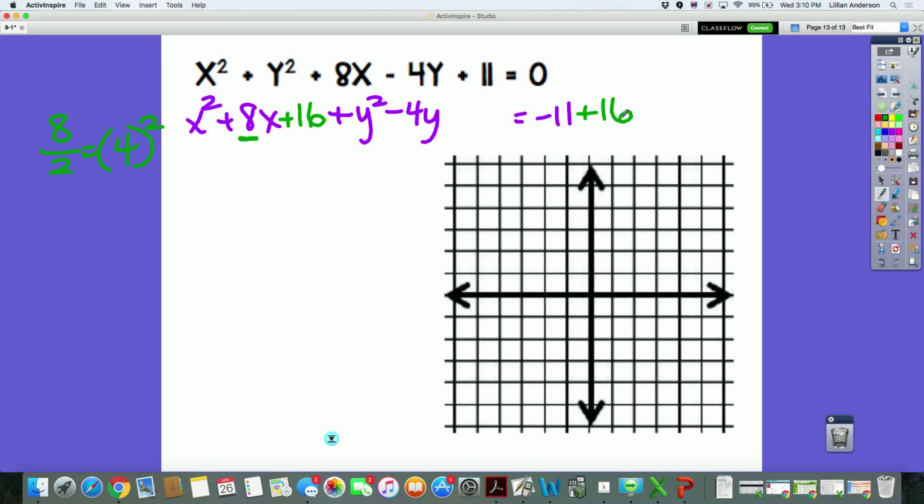This is called completing the square. You take half of b and you square it. That number goes beside the x's, and you add it to the other side. You do the same thing with the y's. That's a negative 4. You take half of that, which is negative 2. You square it and you get positive 4, and you add it to both sides.